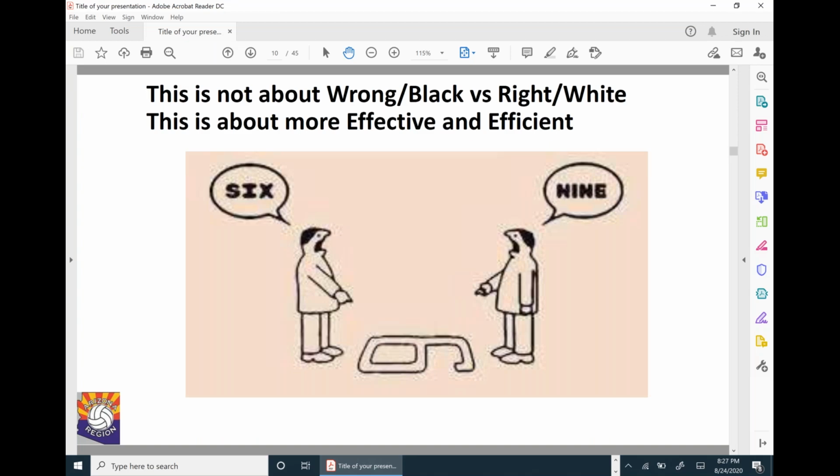Most important, I'm not saying that maybe what you've been doing is wrong and what I'm talking about is right. It's not that black or white. I hope that as we go through the rest of the session you're going to see how we can do this and be more effective and efficient, because we only have maybe 90 minutes of practice.